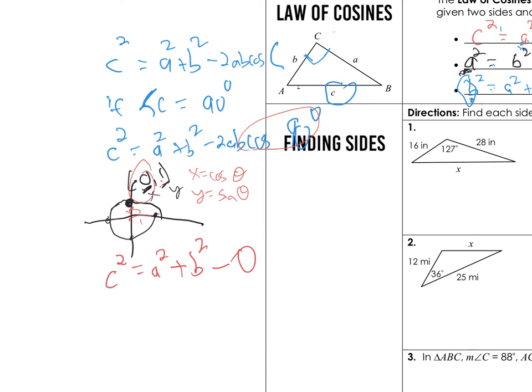Because 2 times A times B times 0 will still be 0. Da-da! Pythagorean theorem. If the included angle was 90. If. And as Paul Harvey used to say, now you know the rest of the story.